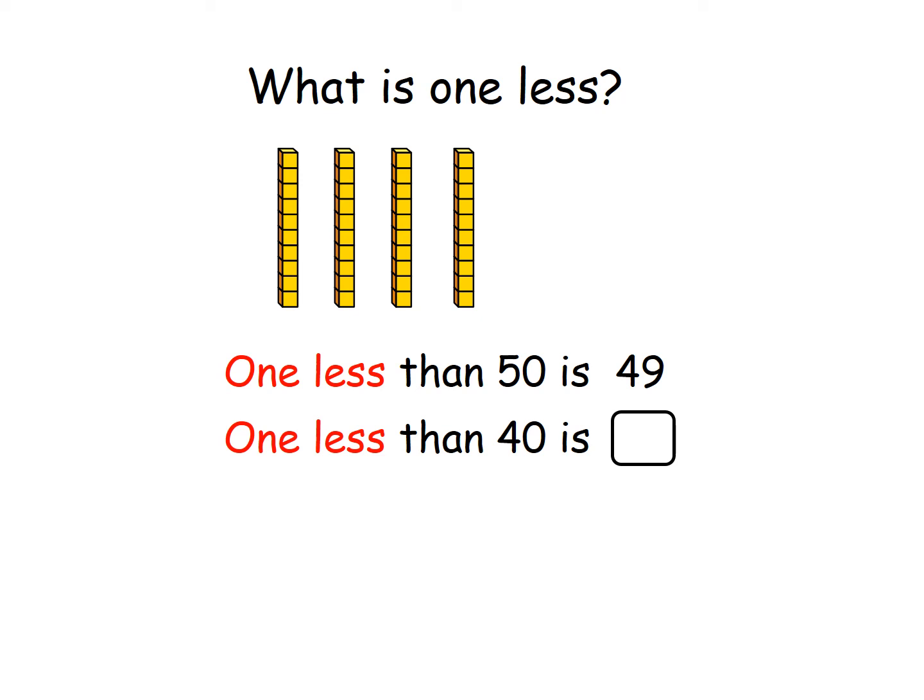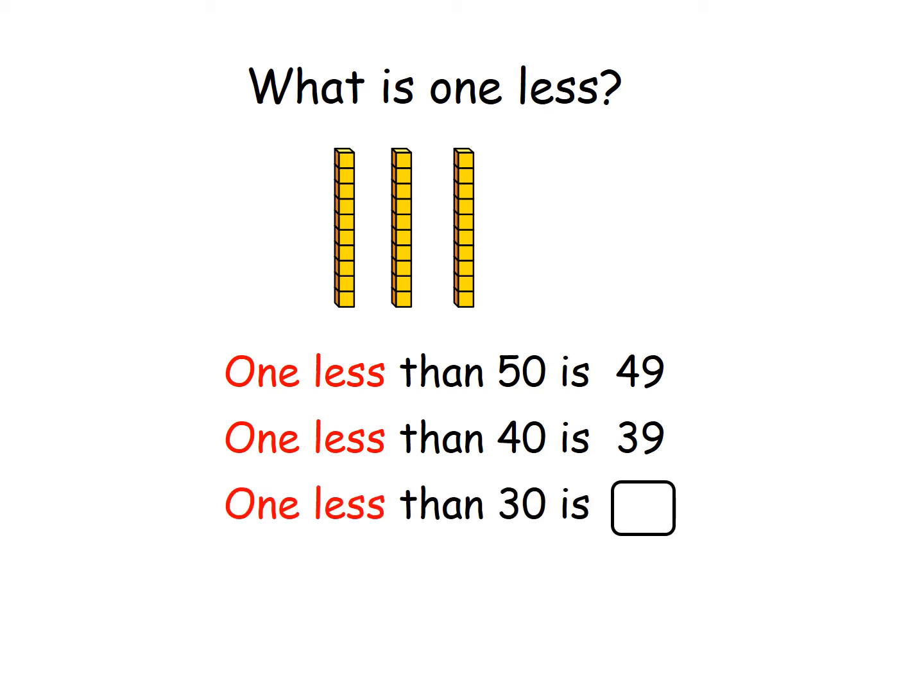So again, because I'm taking a 1 away, I need to exchange that back into 1s to help me. And there goes 1 away. Can you work out what 1 less than 40 is? I've got 3 10s and 9 1s. 39. Okay, now I've got a new number. What's 1 less than 30?